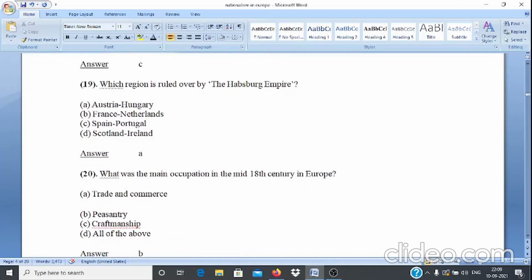Question number 19. Which region is ruled over by the Habsburg Empire? Options are A. Austria-Hungary, B. France-Netherlands, C. Spain and Portugal, and D. Scotland and Ireland. And answer is option A, that is Austria-Hungary.